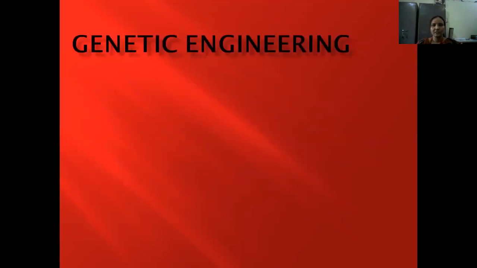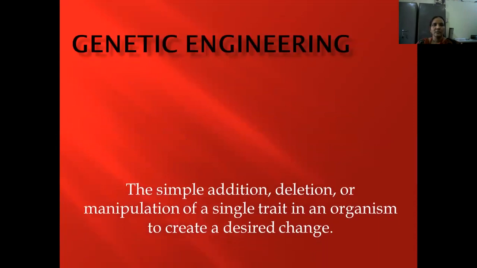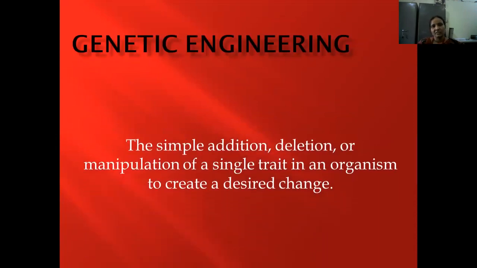So genetic engineering, what does it mean? The definition of genetic engineering: the simple addition, deletion or manipulation of a single trait in an organism to create a desired change. Here, we take a useful character, take it out, and put it into another organism, that means simple addition. First of all, we will isolate it, then we will add it into another organism. We are making a recombination of two, that's why it is also called recombinant DNA technology.